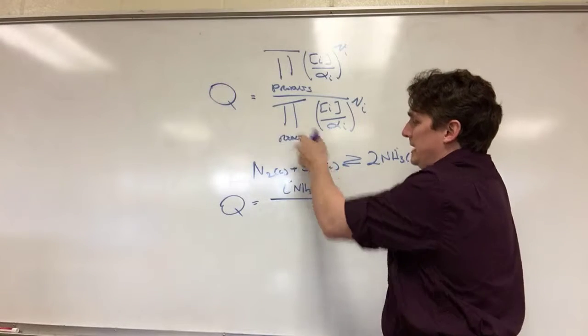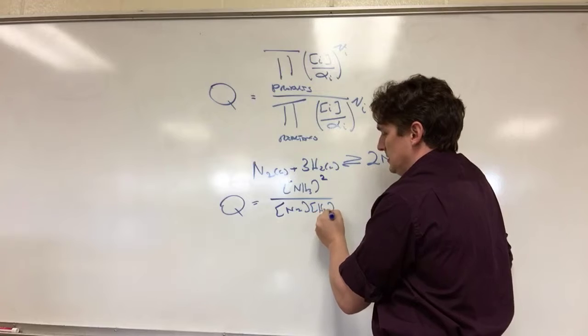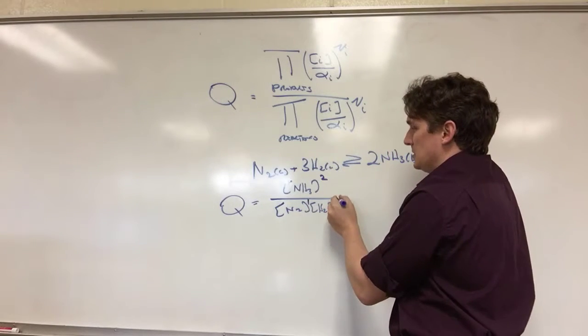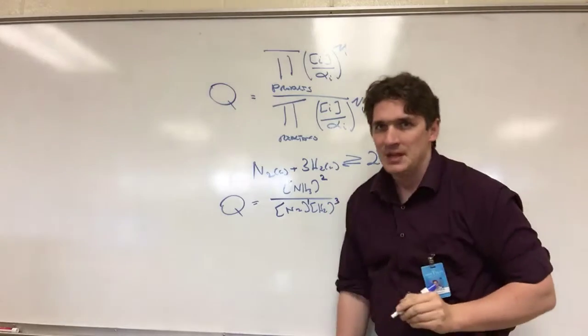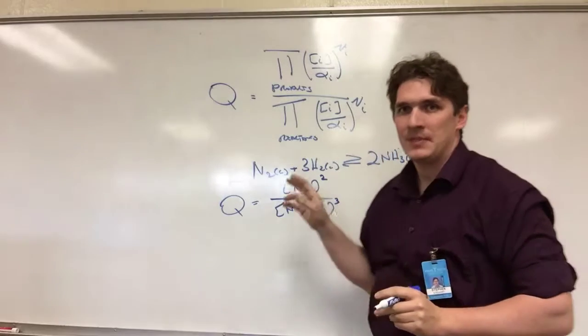For the denominator, the reactants, I'm going to write out the concentrations of the reactants, and these are all molarities, and raise each of them to the reaction coefficient. So nitrogen to the first, and hydrogen to the third. So this is my product, my pi's, my concentrations, and my nus.